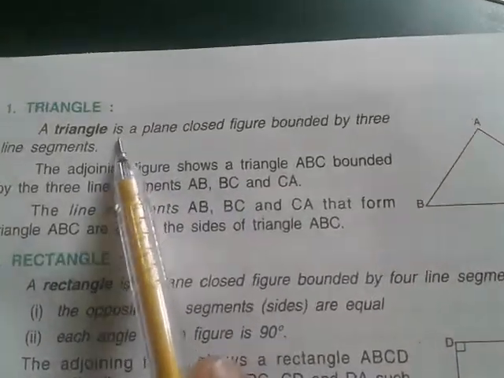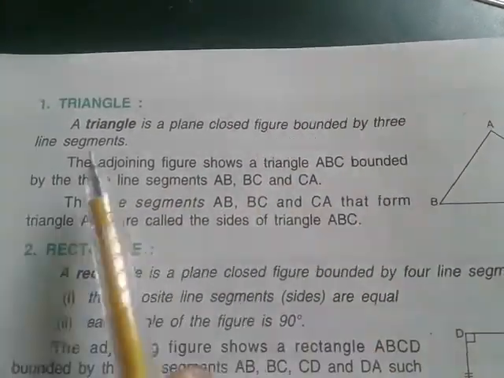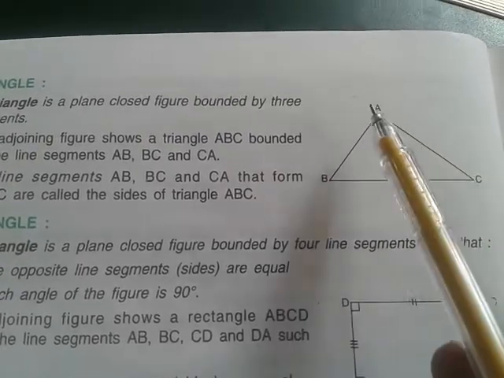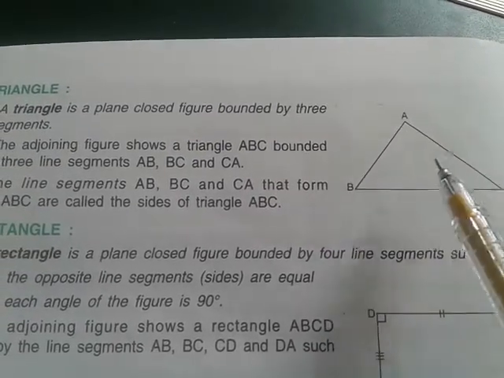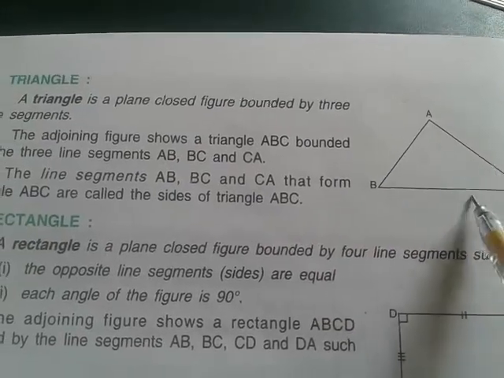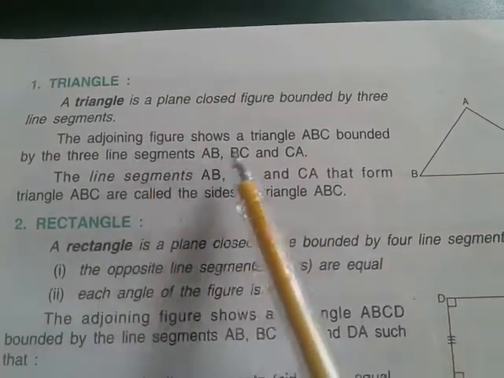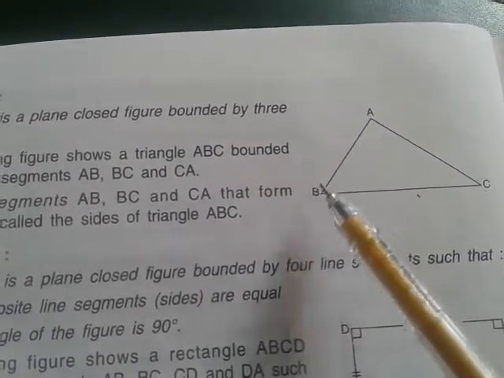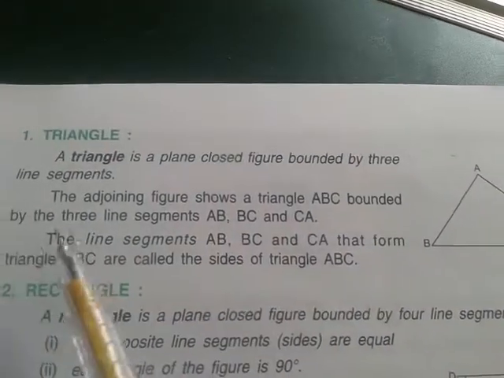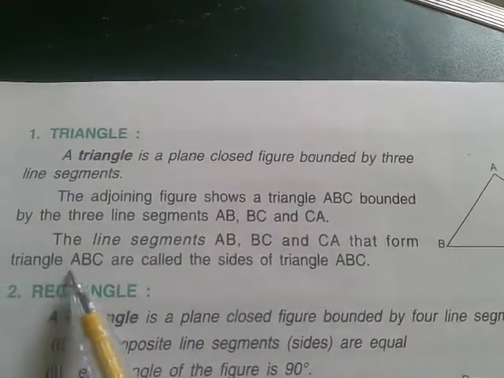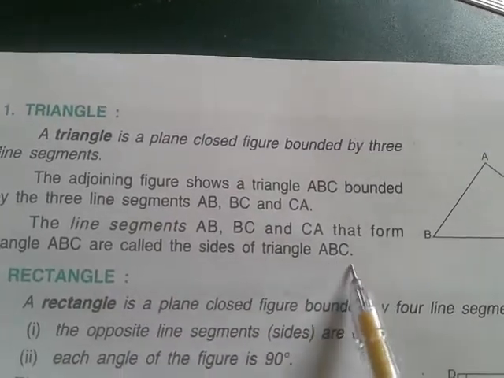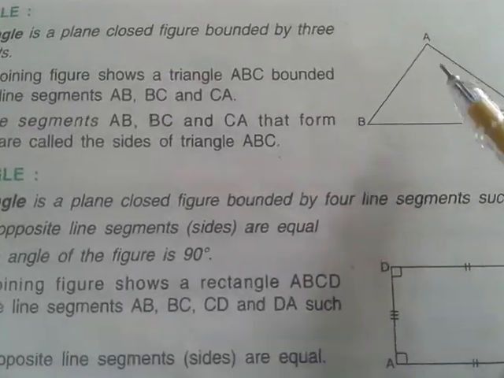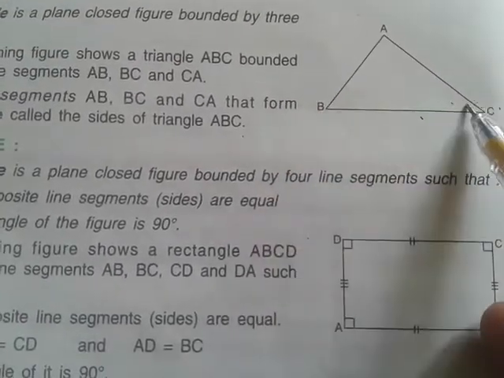Okay, so first is triangle. A triangle is a plane closed figure bounded by three line segments. So here line segment AB, segment BC and segment AC, they come together, they bound together and they form a closed figure which is known as a triangle. The line segments AB, BC and CA that form the triangle ABC are called sides of the triangle ABC. So we say that these are line segments, but in a triangle they are known as sides: side AB, side BC and side CA.